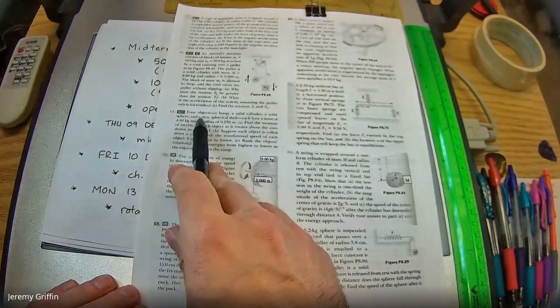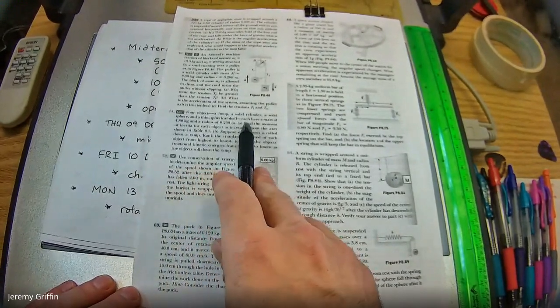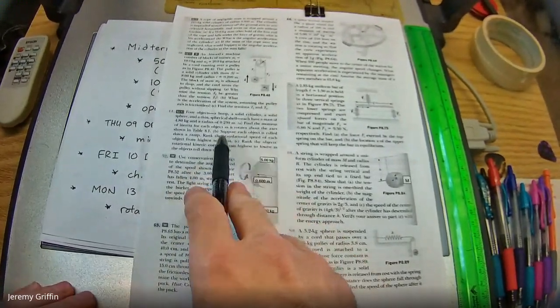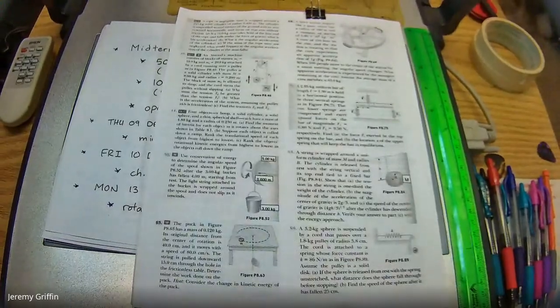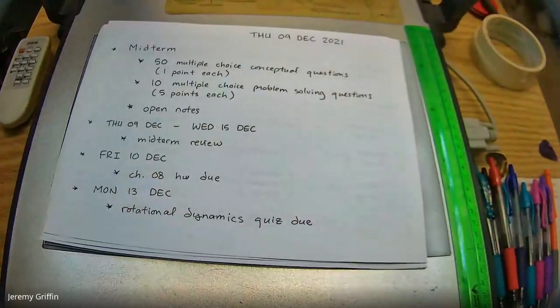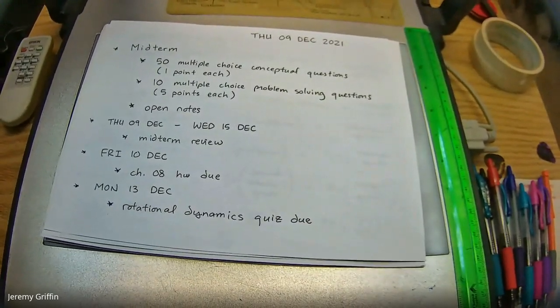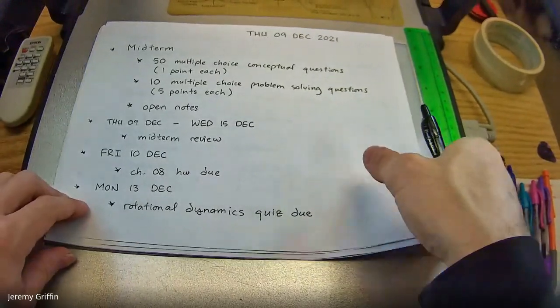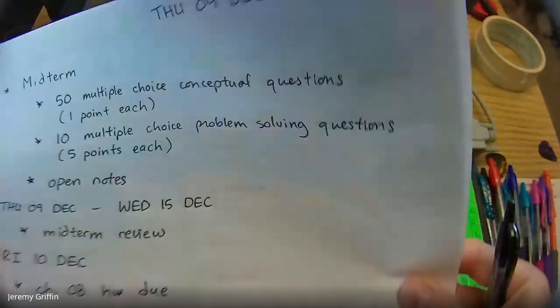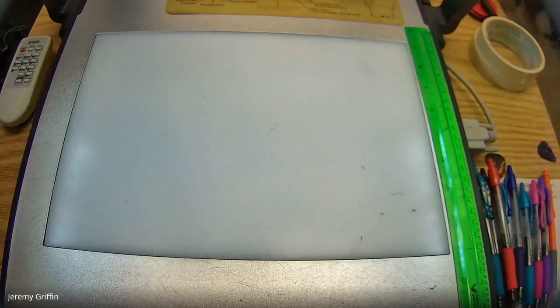So it says 4 objects: a hoop, a solid cylinder, a solid sphere, and a thin spherical shell. Each have some mass, some radius, and they're rolling down an incline. Now there's a multi-part question there, but I want to ask the question I want to ask. Actually, 2 questions. First of all, who wins that race? And second of all, what actual speed is each one crossing that finish line?